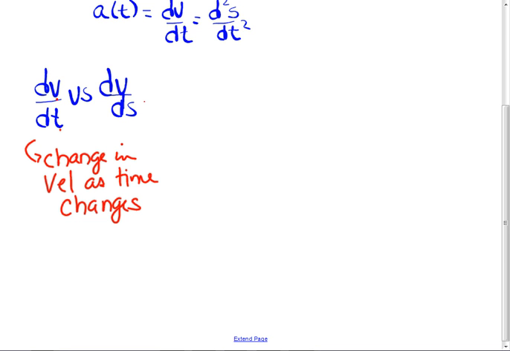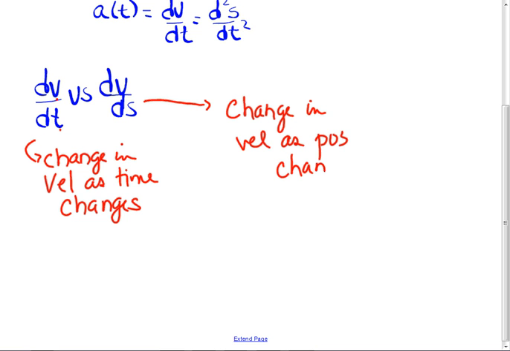What does this one mean? It's the change in the velocity, what? In velocity as the position changes. So if you change your position, how does your velocity change? So if I come up to a stoplight, that's my change in position. What happens? And it's red, my velocity is going to be 0.